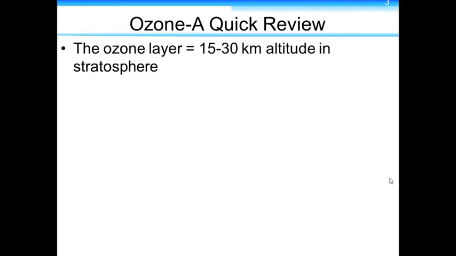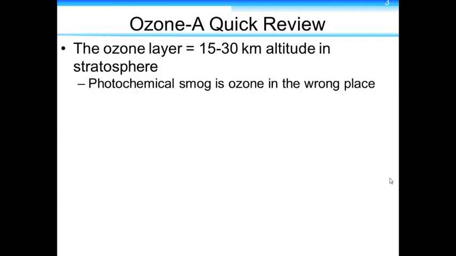Just a review on what we've studied so far. The ozone layer is in the stratosphere, and it occupies a portion of the stratosphere, roughly 15 to 30 kilometers in altitude above the surface of the Earth. And remember, it's a band where the concentration of ozone is at a maximum. And smog is a little bit of ozone at the very surface of the Earth, the very bottom of the troposphere, due to pollutants produced by humans.